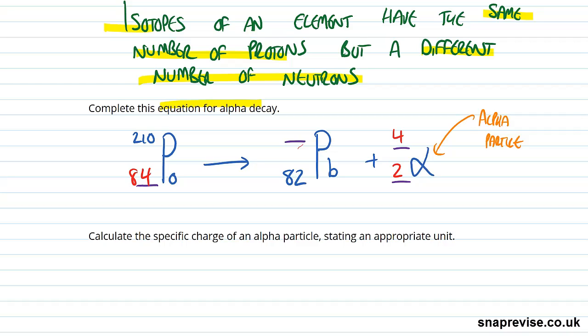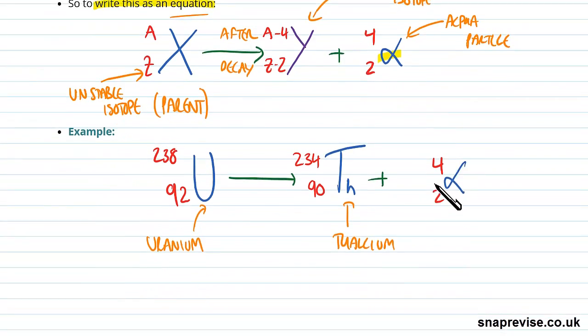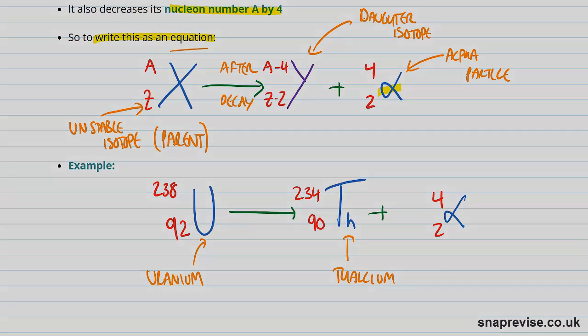The next thing we need to do is work out the top line. So we see that we started with this 210 as our nucleon number, and then we lost 4 to this alpha particle, so we know that here, just going back to this equation, we must have that it's A minus 4 on the top, right? We start with A, then we end with A minus 4 for our daughter isotope.